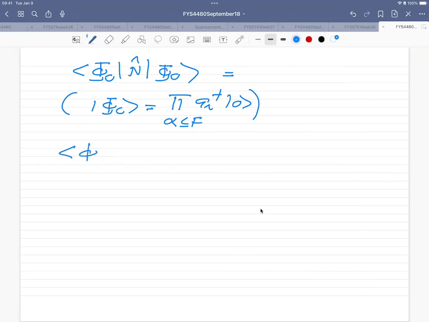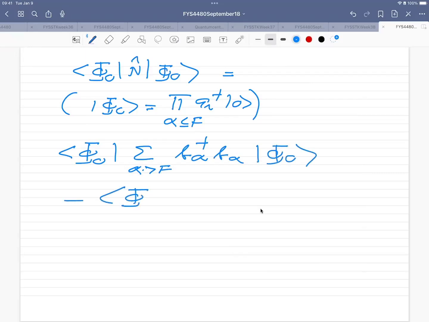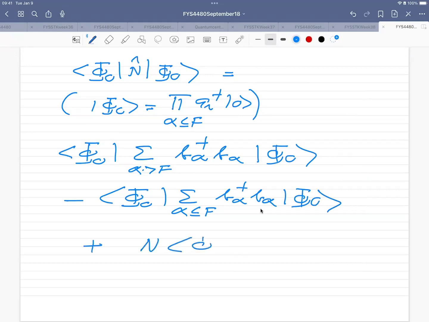So we're going to have phi 0. And then we have a sum over alpha larger than f. And then we have this b alpha dagger, b alpha, phi 0. And then there's a minus. And then we have phi alpha. And then I have now a state where we are summing over only the states below the Fermi level. And then plus n times phi 0. And we're assuming that phi 0 is normalized to 1. So that means that the last term is just n.